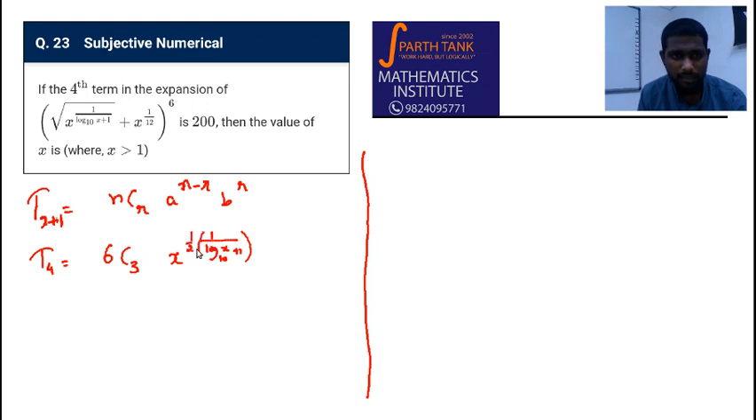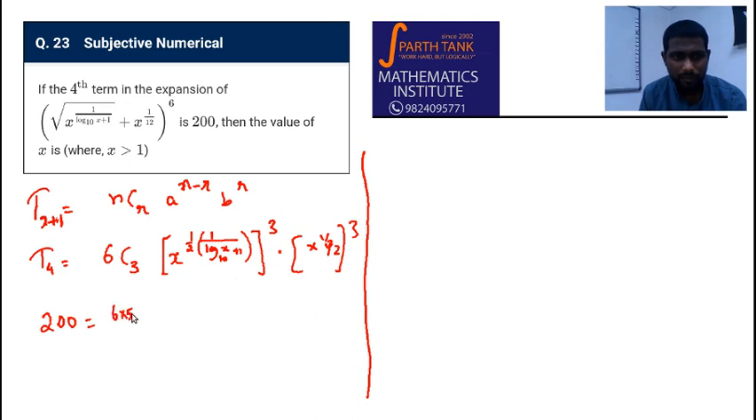I am going to write it as half, because square root of the whole thing is the whole thing power half. The whole cube multiplied by x to the power 1 by 12, the whole cube, right? n minus 6 minus 3 and 3. This is 1 by 12. So this t4 is given to be 200.